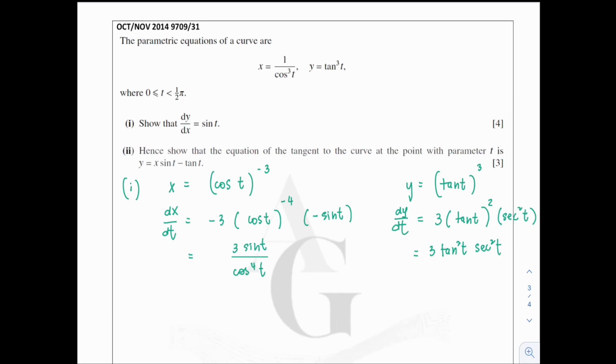And from here, we find dy/dx by using the chain rule, which is dy/dt times dt/dx.